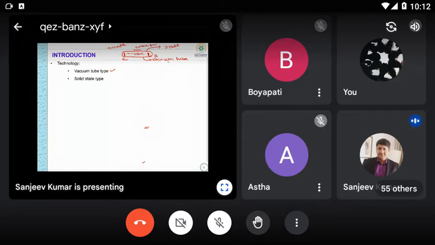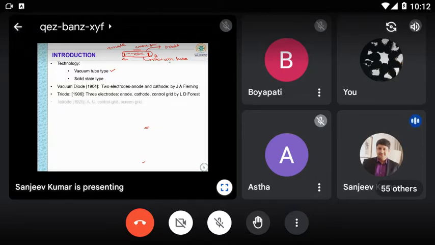Two technologies are used: one is vacuum tube type and one is solid state type. If you are going for a solid state type, BJT is the example. If you are going for a vacuum tube type, then triode is the example. Triode was developed by J. Fleming. Triode developed by Lee De Forest.